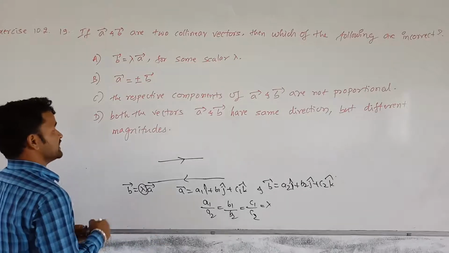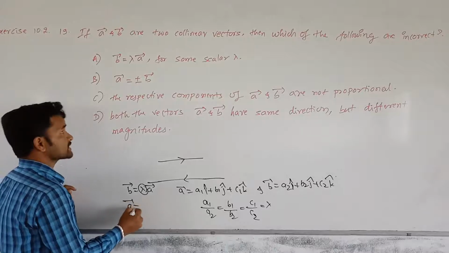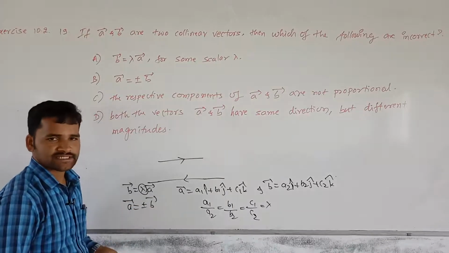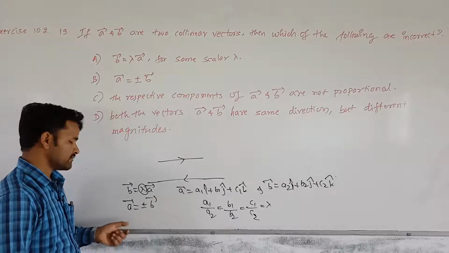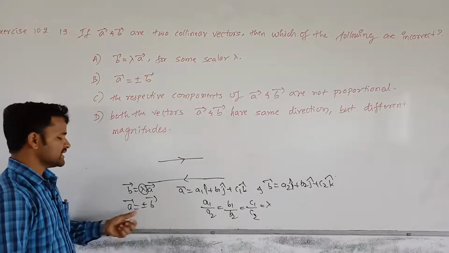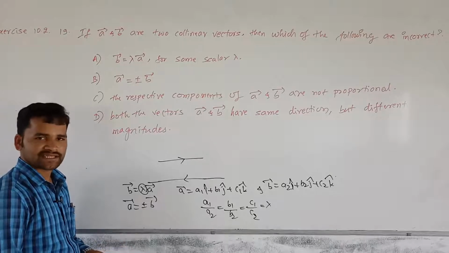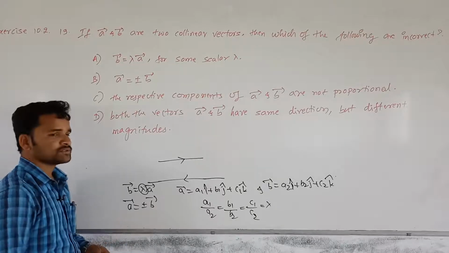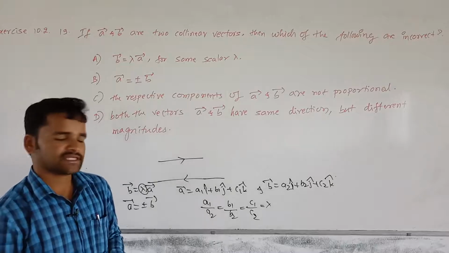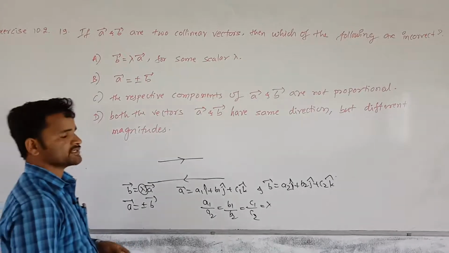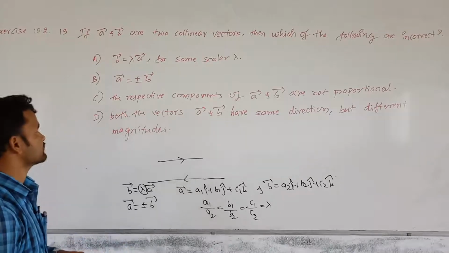Coming to option B, A is equal to plus or minus B. Plus means it is plus 1, minus means it is minus 1. A is equal to 1 times B. Yes, this can be there. 1 is a scalar value. A is equal to minus 1 times B can be there. Yes, that is also correct only. B is a correct one.